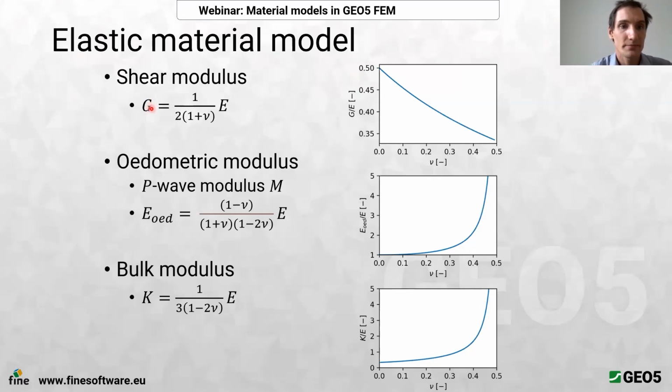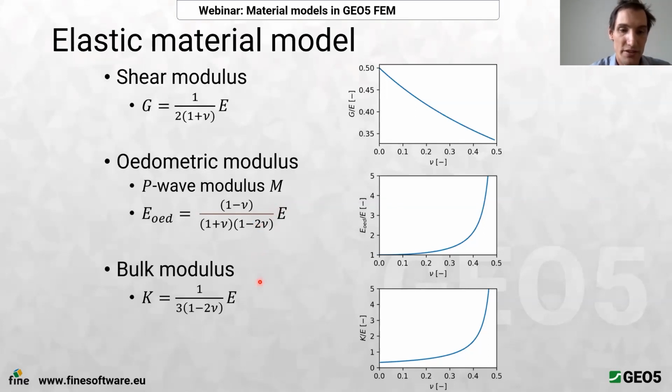So as I said, shear modulus is related to E and Poisson ratio by this formula. The oedometric modulus, which relates the vertical stress and vertical strain for the oedometric conditions, is also called a P-wave modulus. If you search for it, let's say on Wikipedia, you will find the oedometric modulus to be the same as this P-wave modulus. And it's related to E and Poisson ratio by this formula.